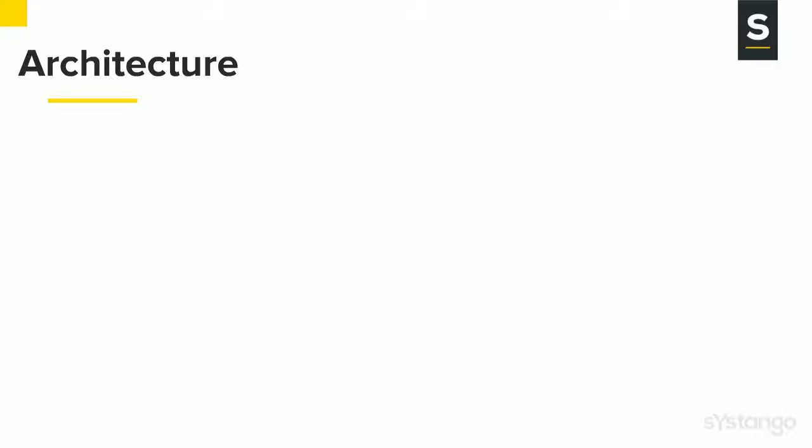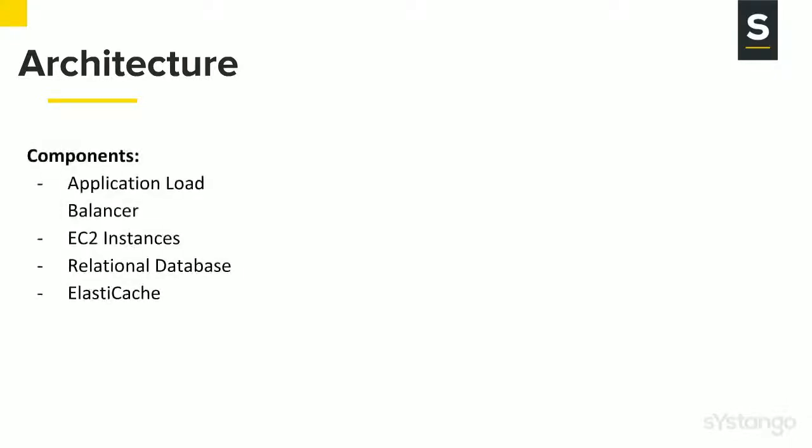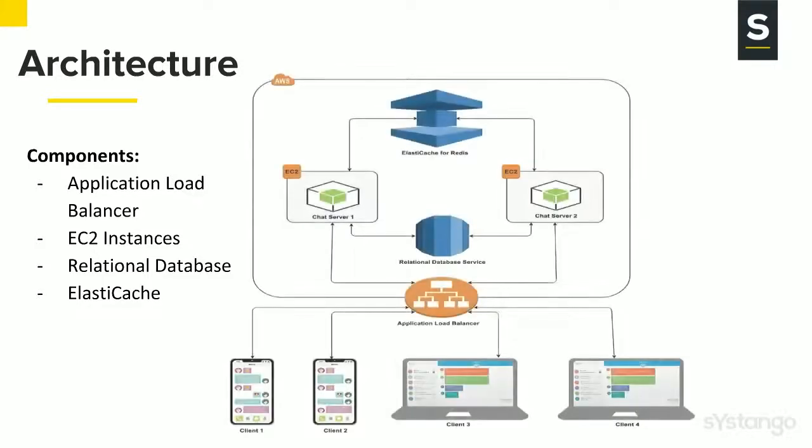Okay, Sparsh, after a lot of research and studying the architecture of applications like WhatsApp and Facebook Messenger, we came up with the following architecture. As we can see, each and every client is connected to the application load balancer, from where the load is distributed to various EC2 instances, where the chat server is running.